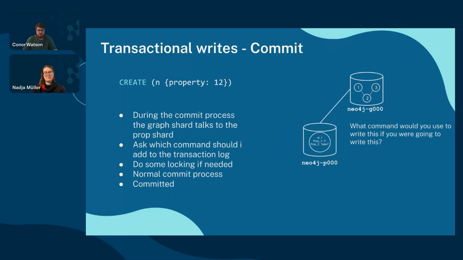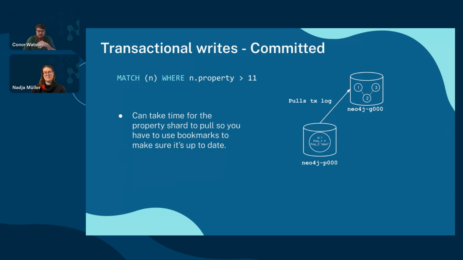Then basically during the commit process, the graph shard would talk to the property shard and say, okay, if I was going to write this property into your database, what command would you use to do that? That would then get sent back to the graph shard, and any locking that might need to happen because of that will happen. Then the normal commit process is followed. So the graph shards, if you have multiple primaries, would reach consensus on that write. That would get written to the transaction log, and that point would be committed. And then once it's committed to the transaction log, as I said before, the property shard would pull that transaction log back off the graph shard.